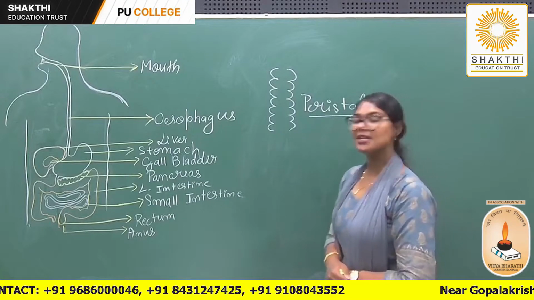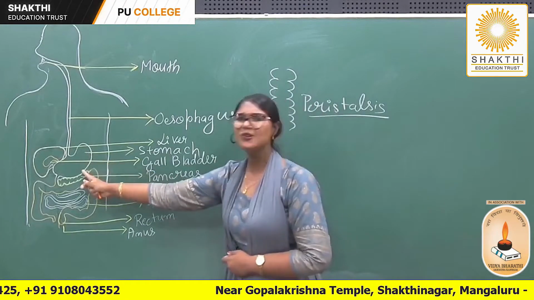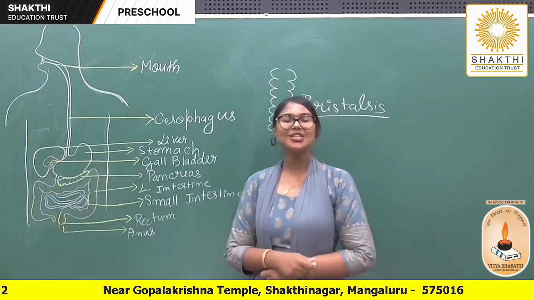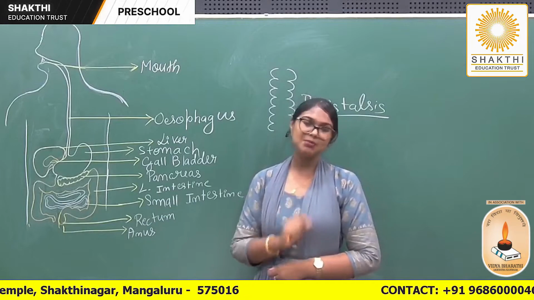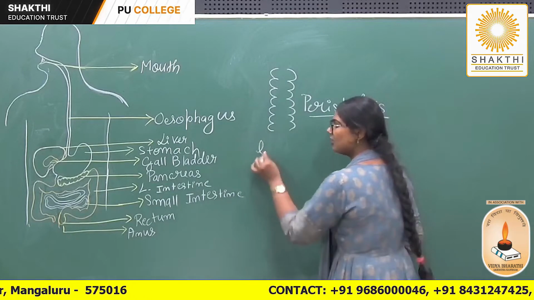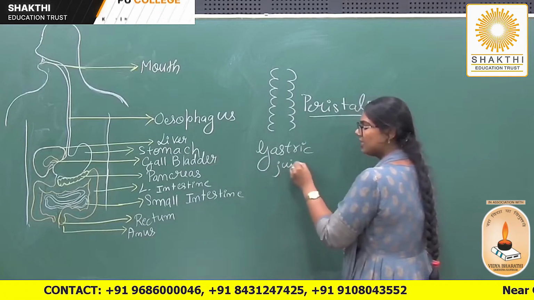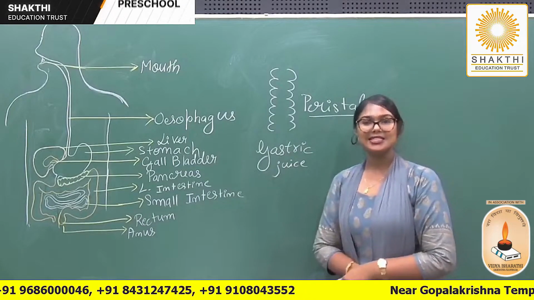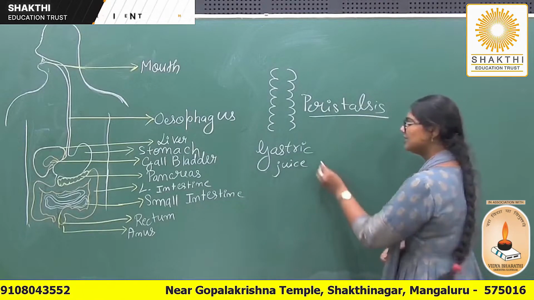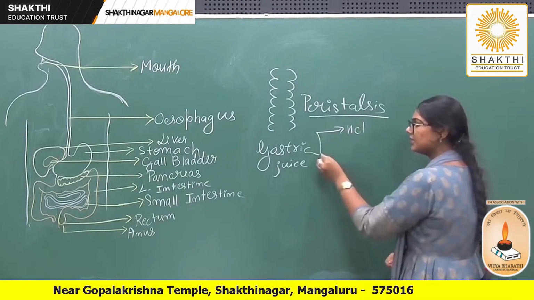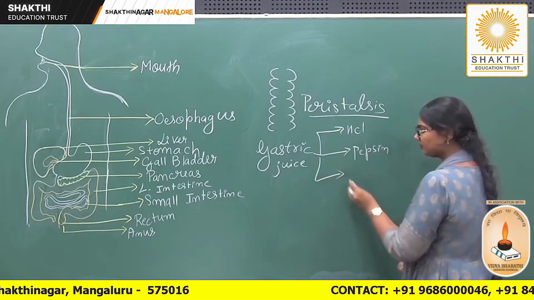Coming to the next part, that is the stomach. It's a large J shape. The shape of the stomach looks somewhat like the letter J. So it's a J-shaped organ. Present inside the stomach is a juice. Very important. Now this juice is called gastric juice. So we have salivary juice in the mouth and we have gastric juice in the stomach. The gastric juice contains 3 things, students. First one is HCl. Second one is pepsin. And third one is mucus.